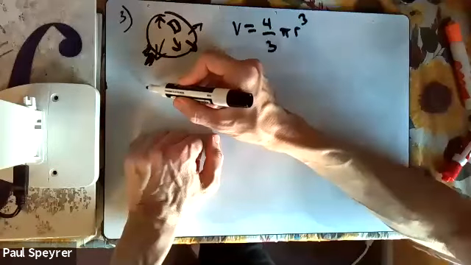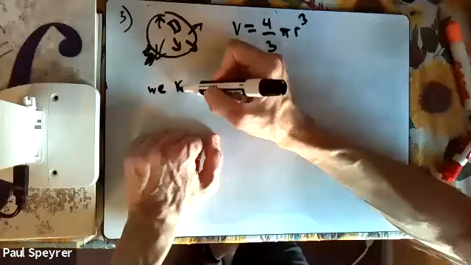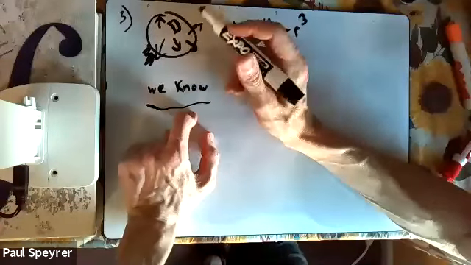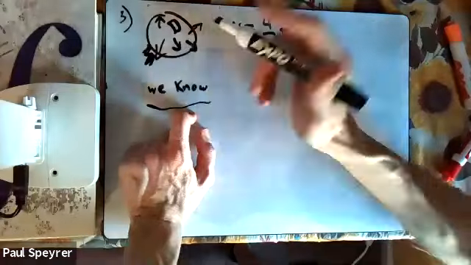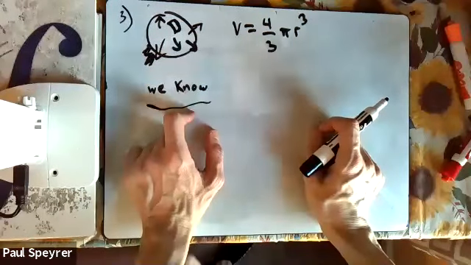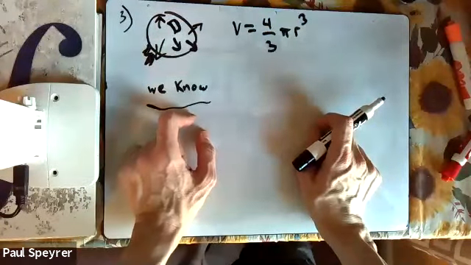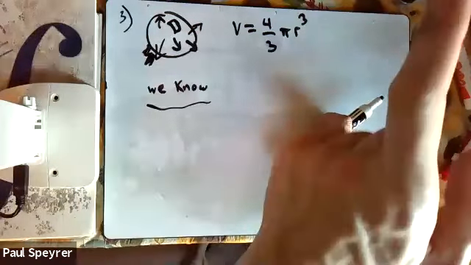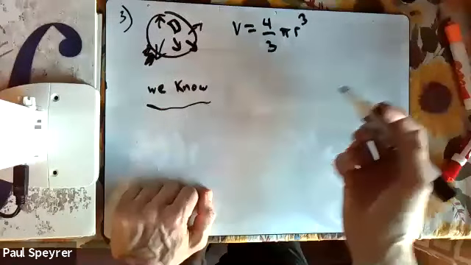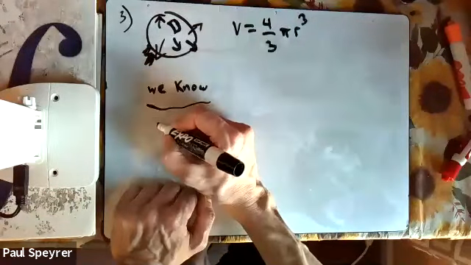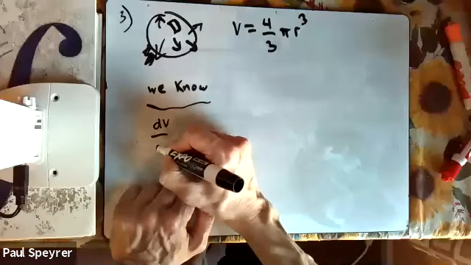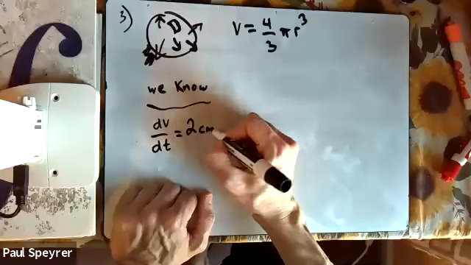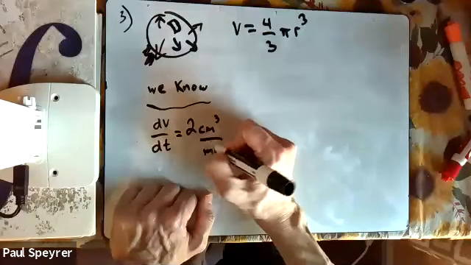What do we know this time? Well, it says right here, a spherical balloon is inflated so that its volume is increasing at a rate of 2 cubic centimeters per minute. There's that phrase again, increasing at a rate. That means it's the derivative of something. So if it's volume, we know that dV/dt is equal to 2 cubic centimeters per minute.